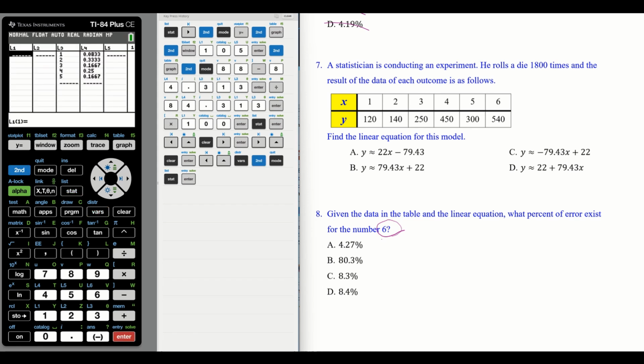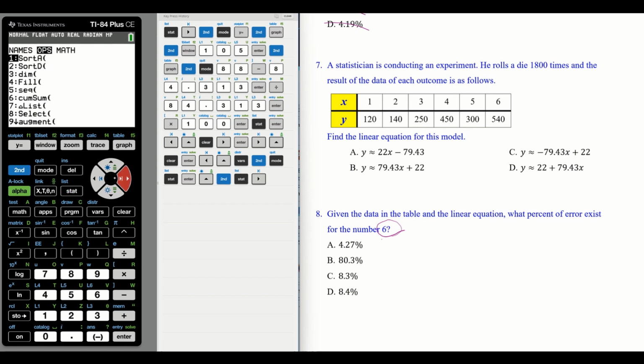Oh, shoot. I think I'm just wasting time here, but let's give it a try. Second stack, ops, and I go to 5. And then I push X and I enter X and I enter.